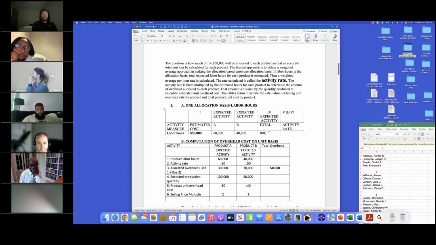And sort of in a weighted average way, we're going to divide the 50,000 by 100,000 and we're going to get what? 0.5. This 0.5 is not only our activity rate, but it's also our POR. So when you calculate this, you have not only the activity rate, but you also have the POR when we're dealing with multiple products.